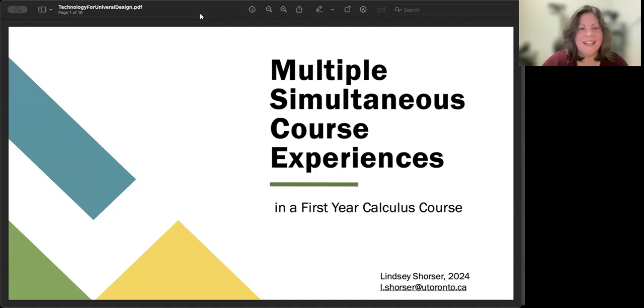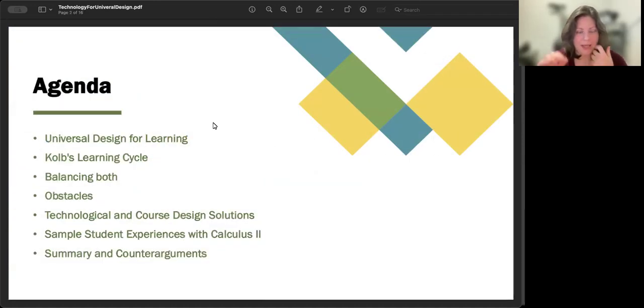So this is the plan. I would like to walk you through universal design and Kolb's learning cycle very quickly, just to set up what was a false dichotomy, but seemed like a very real dichotomy to me when I was trying to design this course, and how I solved or resolved that conflict by using technology, and then show what happened to the student experience given those solutions. So some context, I am coordinating a first-year calculus course, but the second half.